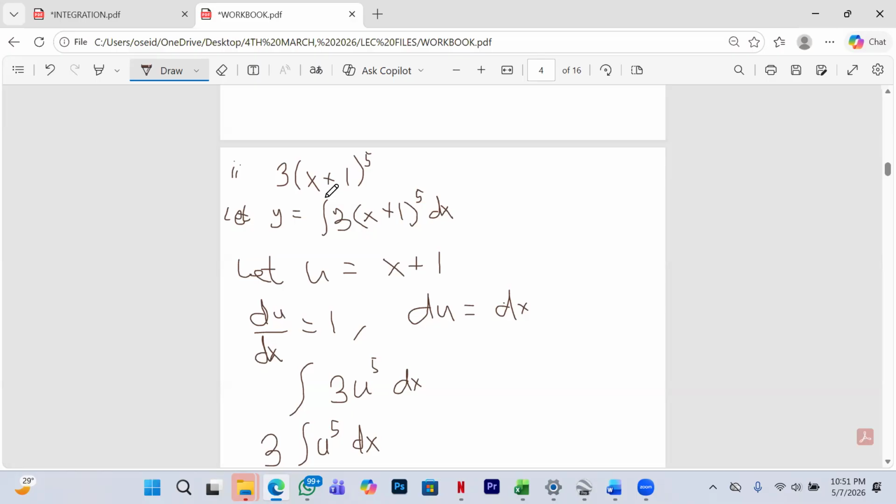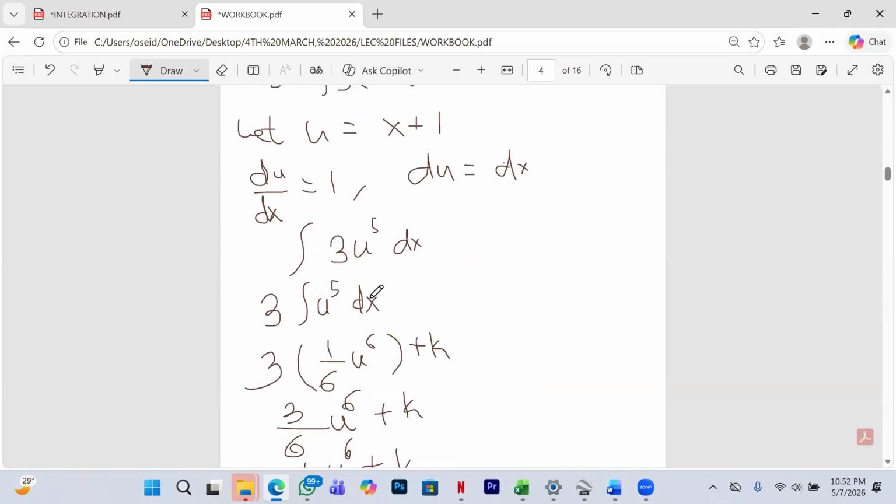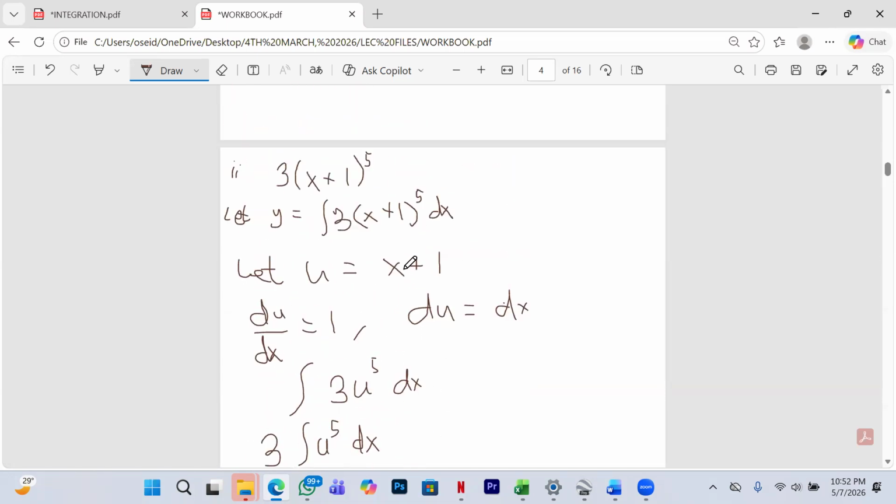Integrate it, we can go straight and integrate it. But if you go straight, that's not the correct way. So in order for you to differentiate it, you need to let u represent the term in the bracket. Then you differentiate it. After differentiating it, then you bring it back.